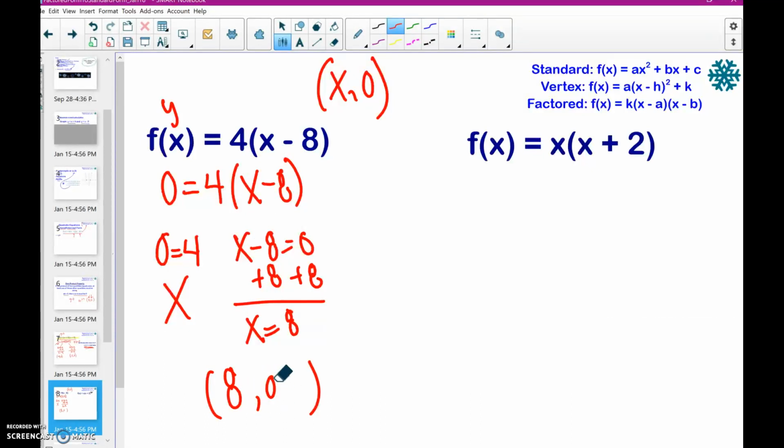And it's interesting because it only has 1. The reason why it only has 1 is because this is not a quadratic equation. It's just a linear one. We don't even see an x squared. Let's try this one right here.